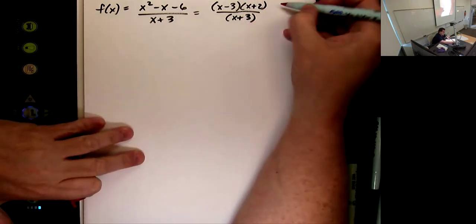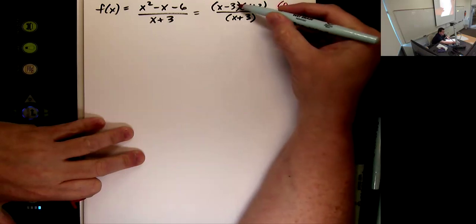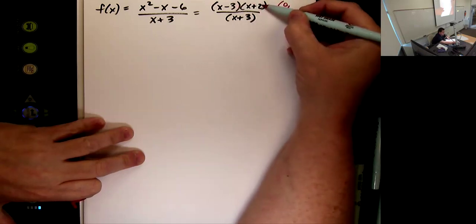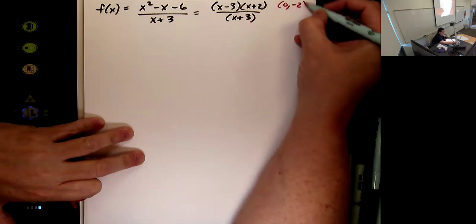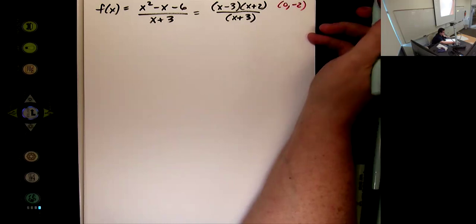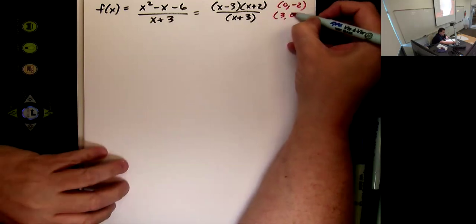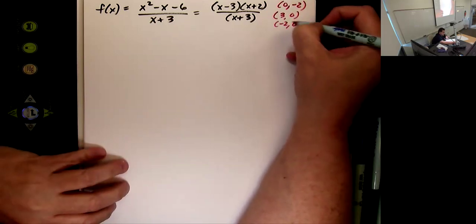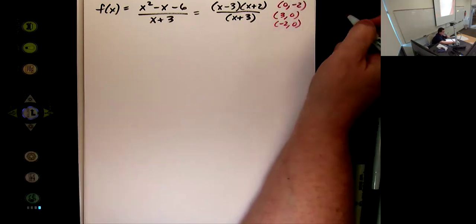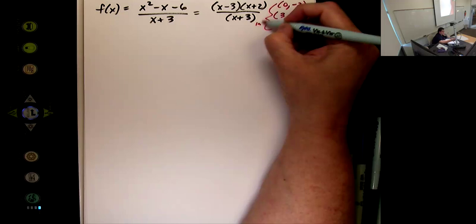When x equals 0, what do we have? We have -3 times 2 is -6 divided by 3. We have (0, -2) as the y-intercept. And we should have x-intercepts at (3, 0) and (-2, 0), just by setting the top equal to 0. Intercepts.